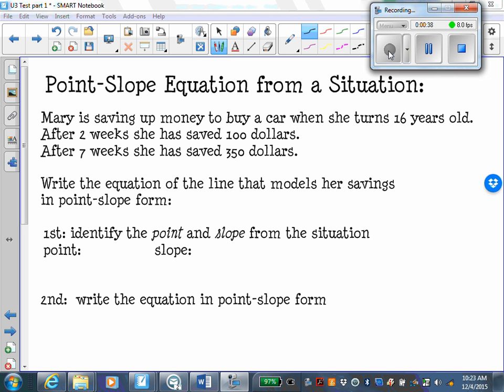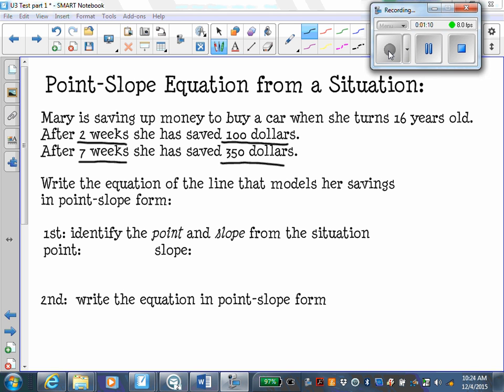So we have several pieces of information here, so I'm going to underline what looks like it's important. To me, it seems like the fact that it's when she turns 16 years old, even though that's a number in the problem, it's not really relevant. So we don't need to worry about the 16. It's the 2 weeks and the $100. That's important. And 7 weeks, $350. Basically, those are 2 points that represent this situation. So we have to figure out what's the x, what's the y.